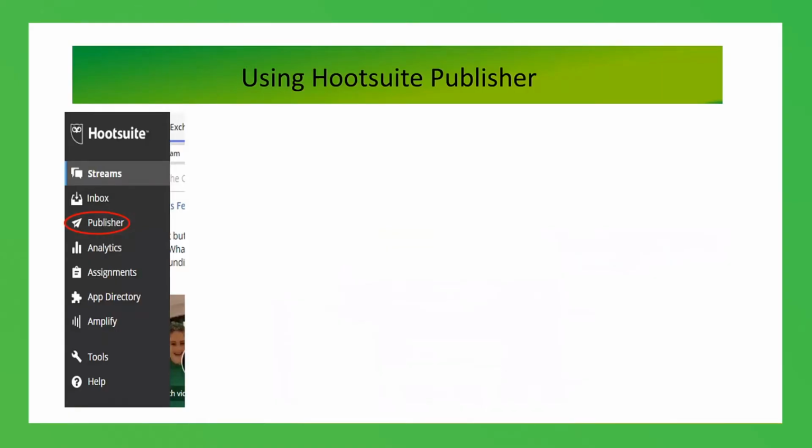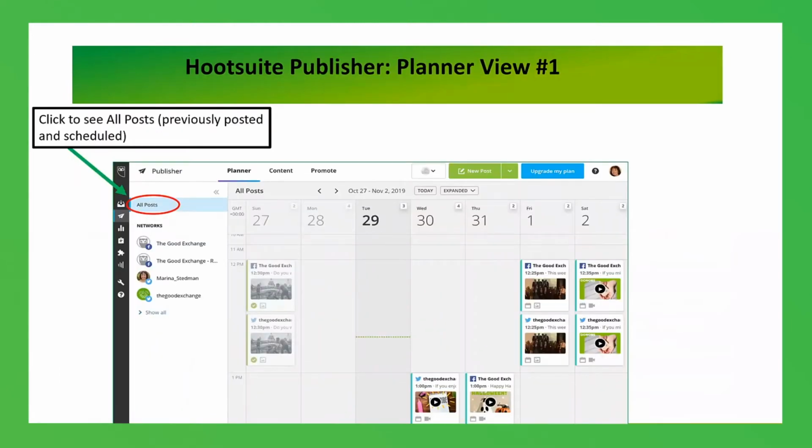So to access Hootsuite Publisher, you just click the Publisher tab. Okay, so in the Hootsuite Publisher, there's a few different views I'm going to talk about, but to see all the posts that are going out, you can click All Posts here. So this will bring all the posts that you've got scheduled across the multiple networks that you're working on.